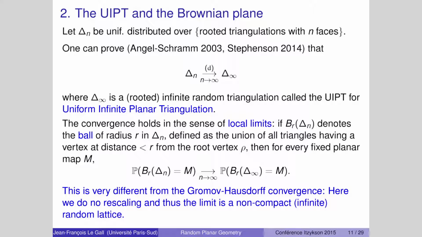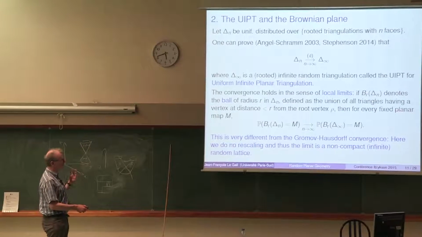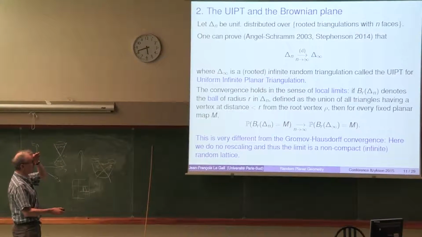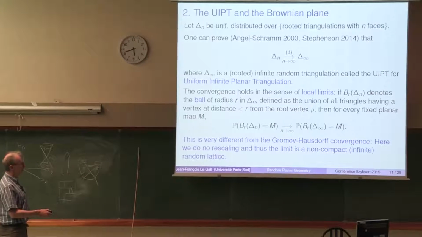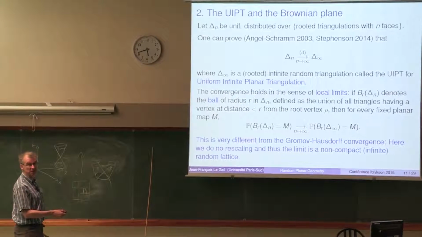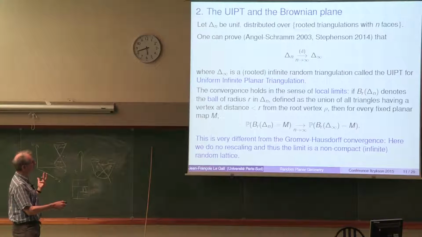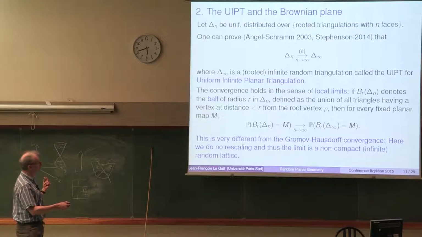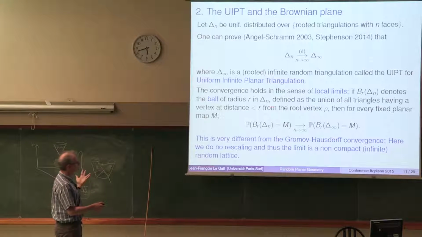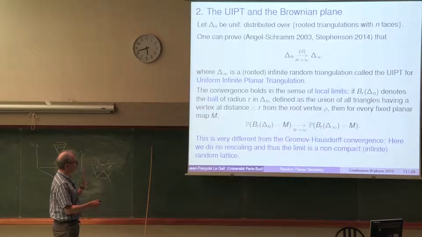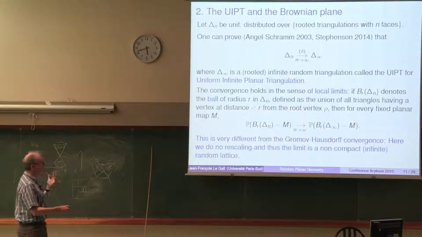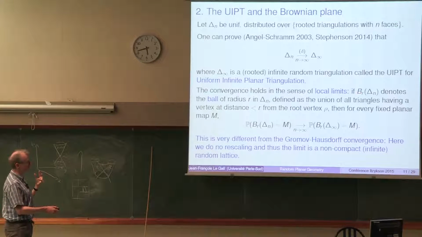Before that, I was dealing with the Gromov-Hausdorff convergence, and I was rescaling the graph distance. Here, it's a limit in the sense of local limits. Okay? So I think Asaf called them Benjamini-Schramm limits. Okay? So it's just saying that if you look at the ball of radius r in the finite triangulation Delta n here, well, here, it's important to have a good definition of a ball. So I define it as a union of all triangles that are incident to a vertex at distance smaller than r from the root vertex. Okay? So I view this ball also as a planar map.